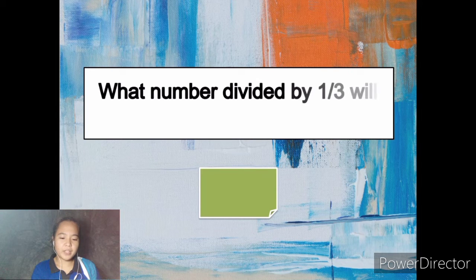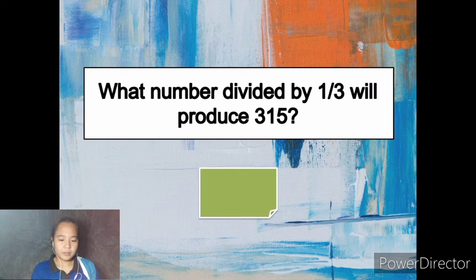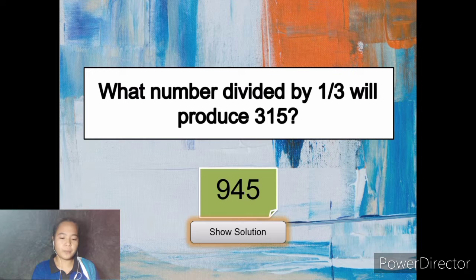What number divided by 1/3 will produce 315? The answer is 945. So, ito yung solution kung paano natin nakuha yung 945.